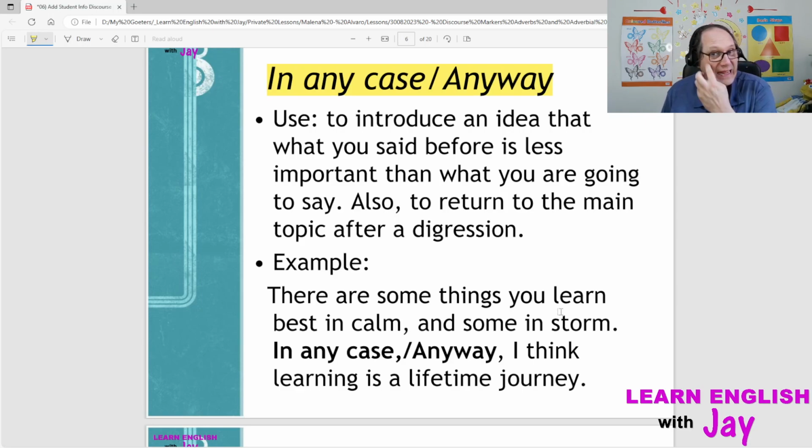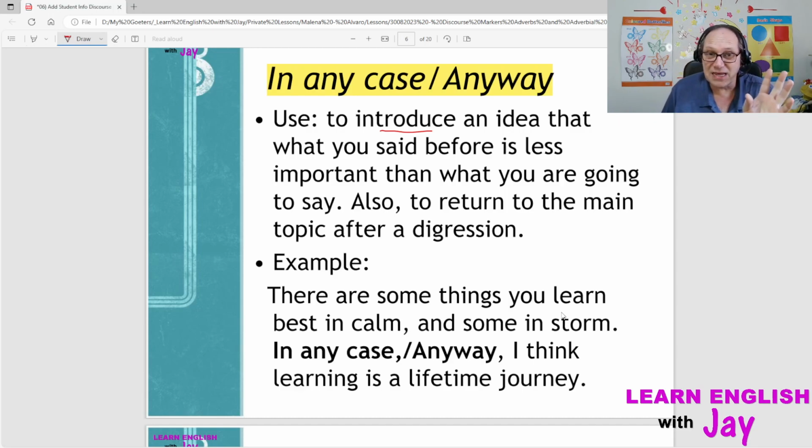Next one, in any case, or anyways, or anyway. This is when we want to introduce an idea that what you said before is less important than what you're going to say now.